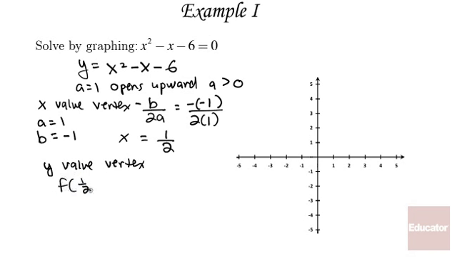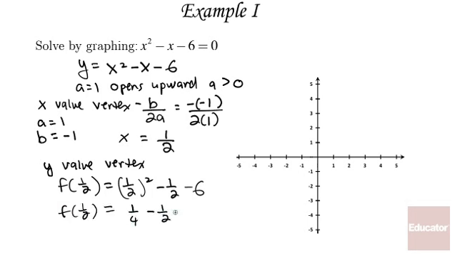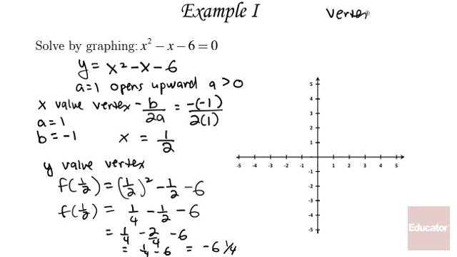To find the y value of the vertex, I'm going to get f of 1/2, which equals 1/2 squared minus 1/2 minus 6. So f of 1/2 equals 1/4 minus 1/2 minus 6, which is 1/4 minus 2/4 minus 6, which equals negative 1/4 minus 6. So that's minus 6 and 1/4. So the vertex is at x is 1/2, y is minus 6 and 1/4.